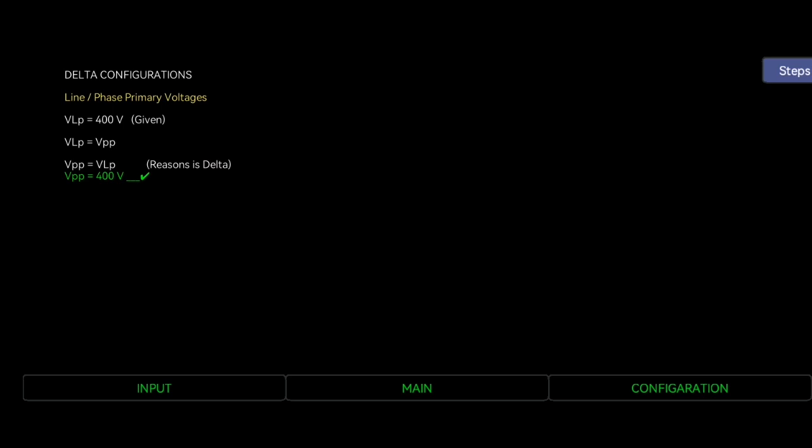Step 1, you are dealing with delta connection. So we are looking for a line in the phase, primary voltage. Then the voltage is given. This one is the one that you supply with. And then because it's delta, then VP is equal to VLP. It's delta connection, so the voltage is the same as the one that is given.